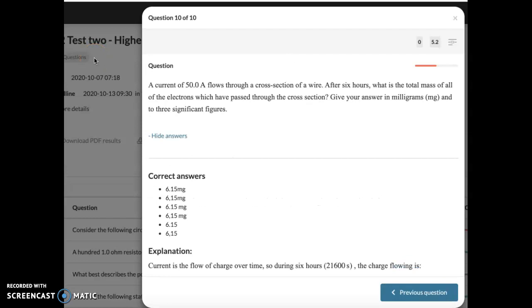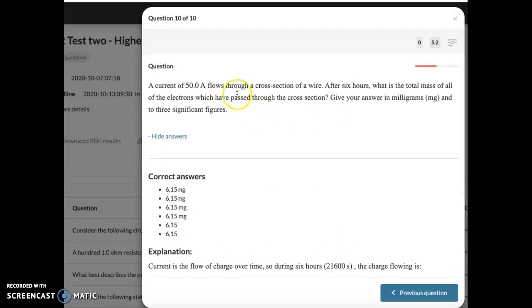Question 10. A current of 50 amps flows through a cross-section of a wire. After 6 hours, what is the total mass of all the electrons which have passed through the cross-section? Give your answer in milligrams. Not sure what the issue is here, but let's go through it.